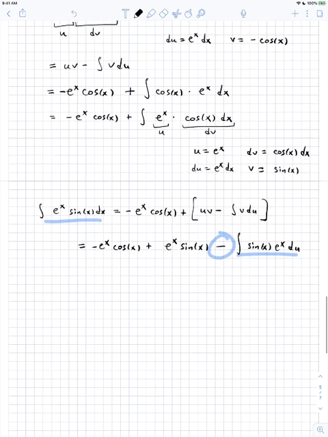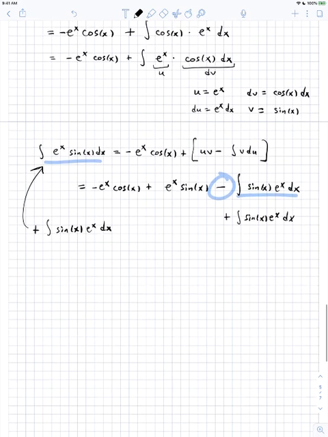So we do what we did before, and you just add this to both sides. Sine x e to the x dx. Oh, that's supposed to be a dx right there. And on this side as well, you add the integral of sine x e to the x dx. Now on the left, those two are the same, so you end up with 2 times the integral of, well, let me just write it as e to the x sine of x dx. And this is equal to minus e to the x cosine x plus e to the x sine of x. And then these two terms cancel.